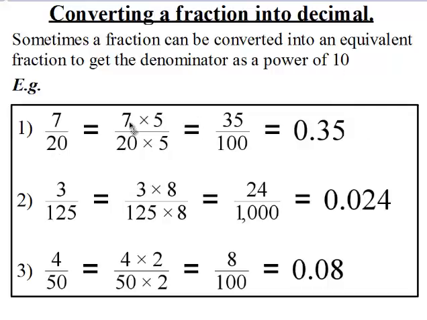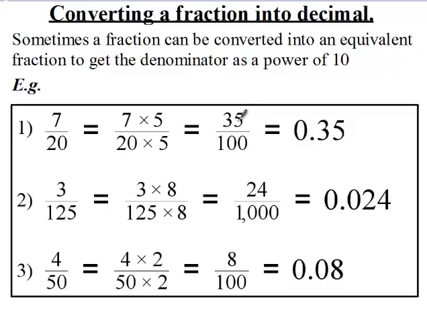We have 7 times 5 out of 20 times 5. 7 times 5 gives us 35. 20 times 5 gives us 100. And 100 is a power of 10.